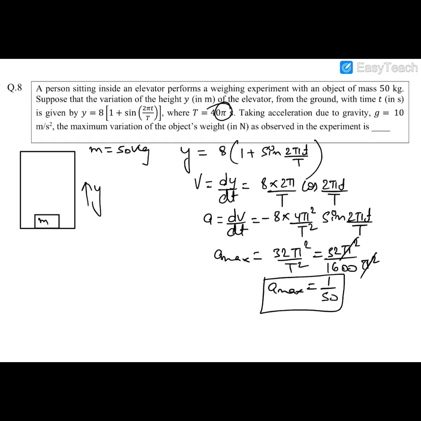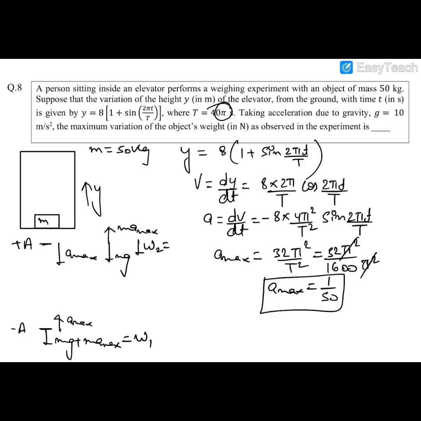Okay, and at the negative extreme, let us draw the scenario that minus a max is in the upward direction, therefore mg and pseudo force m a max will be acting in the downward direction. So this is weight w1, and at positive extreme plus a max is in the downward direction, so mg will be acting in the downward direction and pseudo force m a max will be acting in the upward direction. So the weight w2 at the top position will be mg minus m a max.